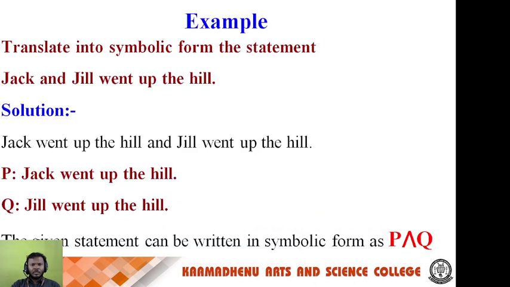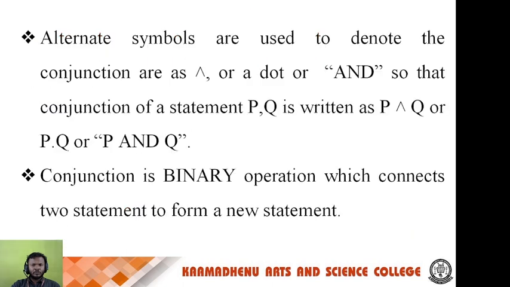For example, translate into symbolic form the statement "Jack and Jill went up the hill." First we have to rewrite the statement as "Jack went up the hill and Jill went up the hill." Here "Jack went up the hill" is denoted by the statement P and "Jill went up the hill" is denoted by the statement Q. The given statement can be written in symbolic form as P and Q.